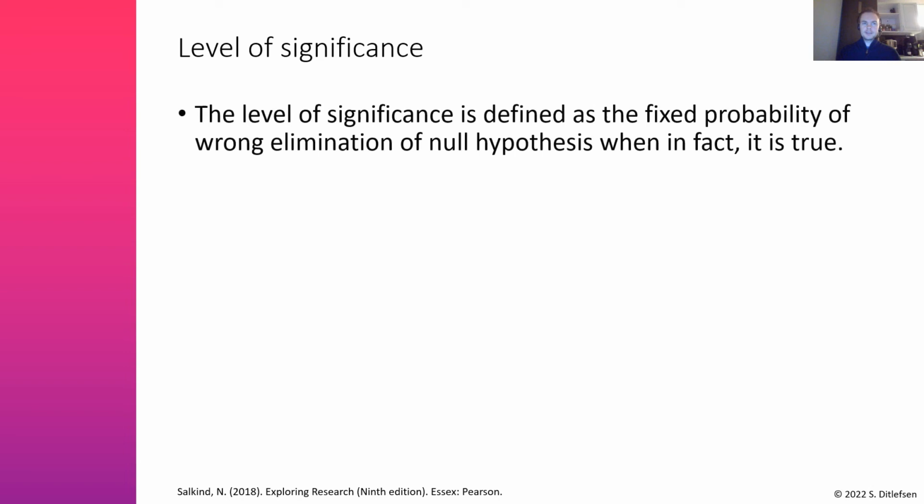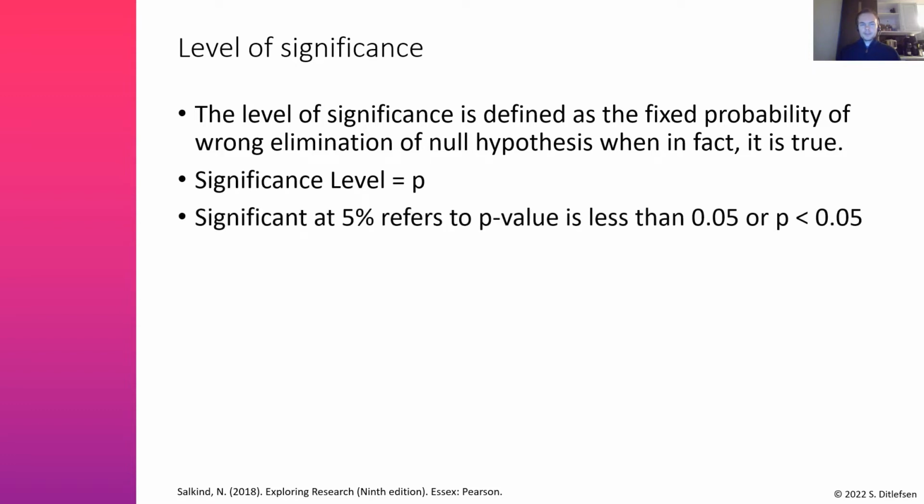Okay, level of significance. The level of significance is defined as the fixed probability of wrong elimination of the null hypothesis when it is in fact true. And we write it as a p. And almost every time we use the 5% value, 5% significance, and significant at 5% refers to the p-value being less than 0.05, or p less than 0.05. So this is how we write it. And this number refers to luck, actually.